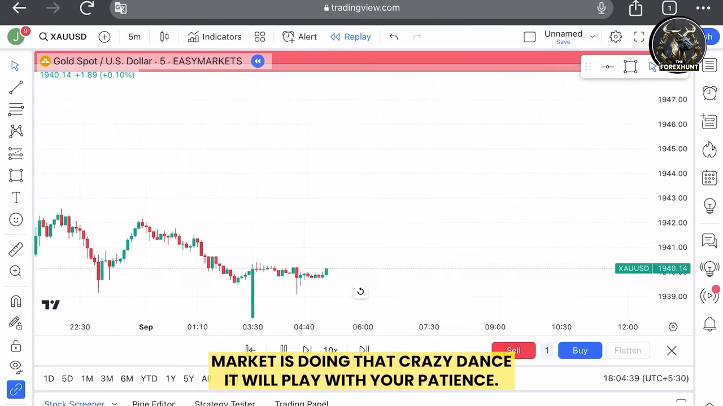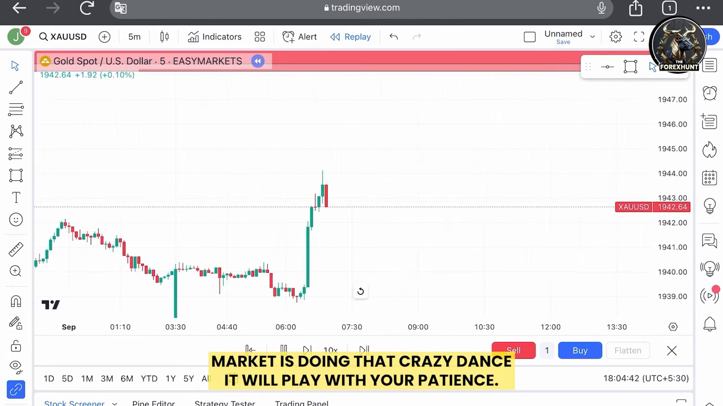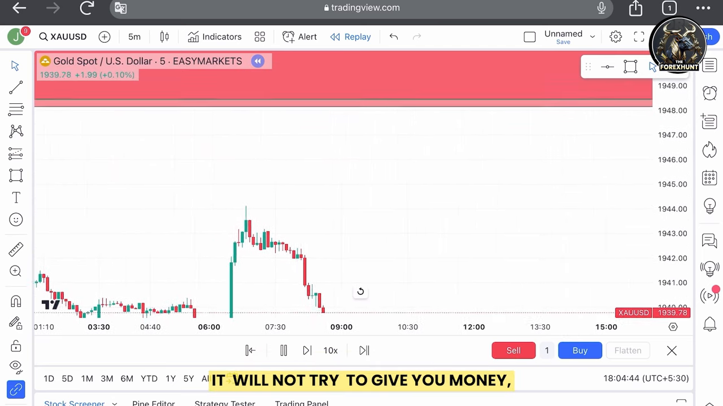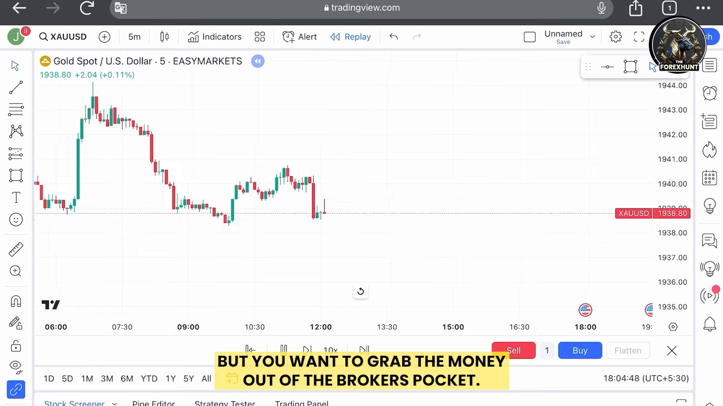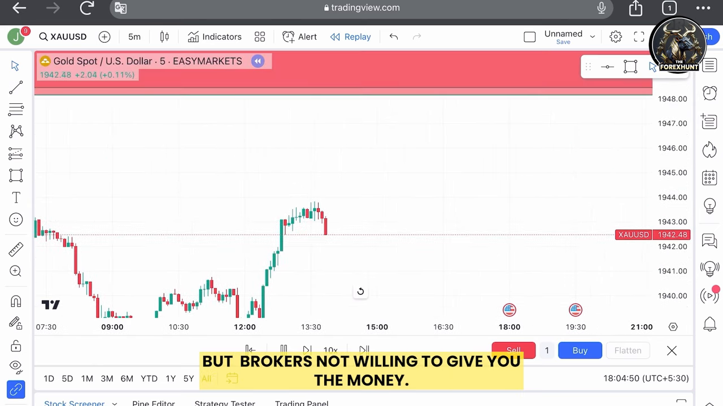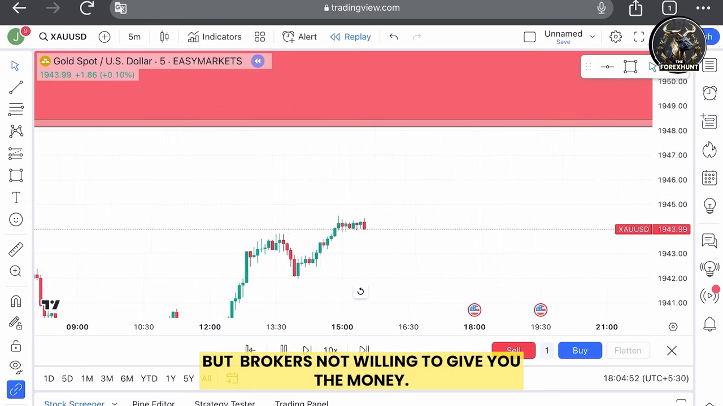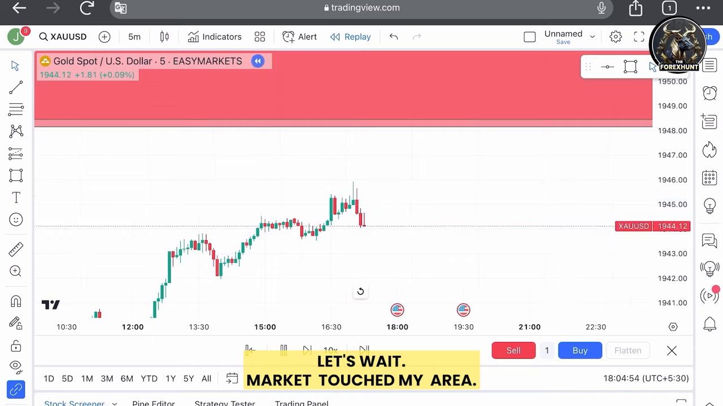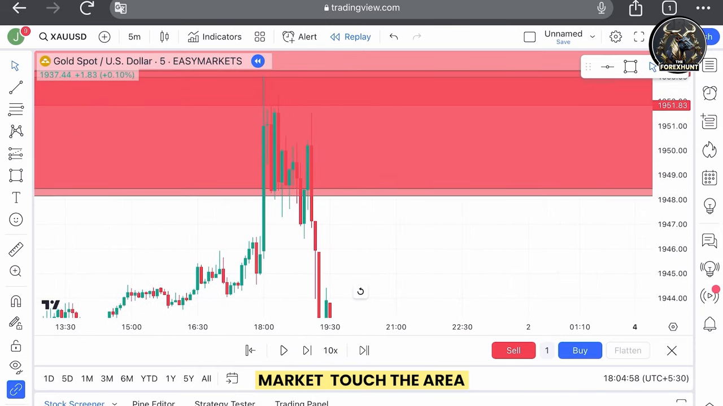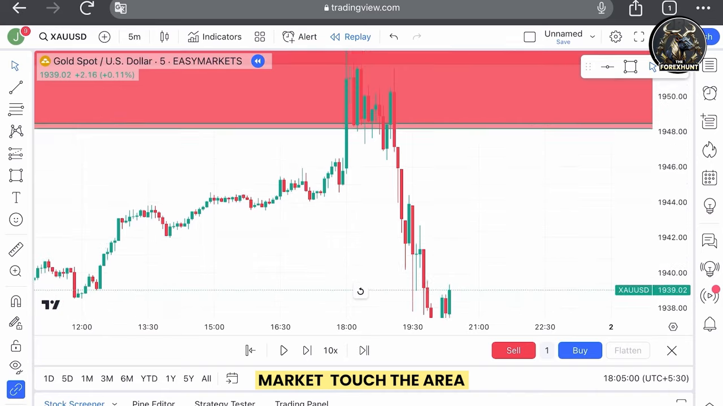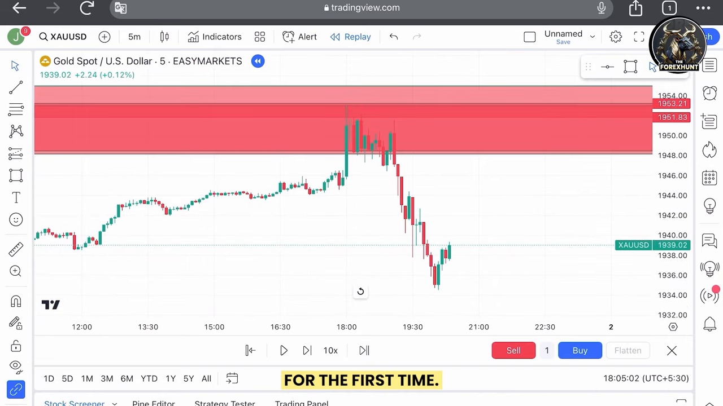The market is doing a crazy dance. It will play with your patience. It will not try to give you money, but you want to grab the money out of the broker's pocket, but the broker is not willing to give you the money. Let's wait. The market touched my area. The market touched the area.